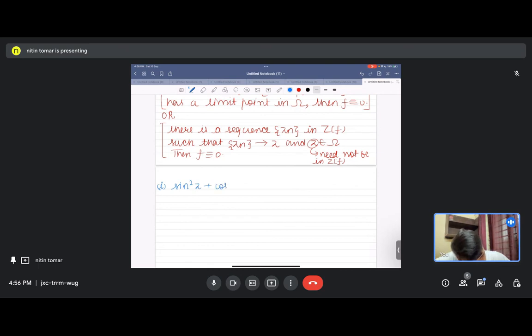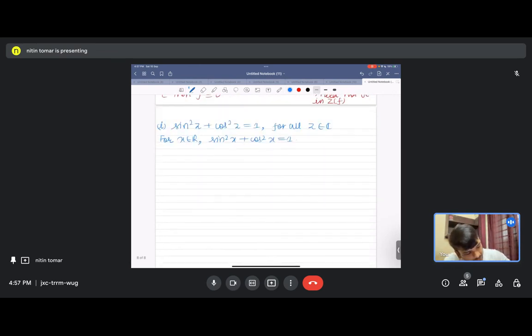So does this identity hold for all z in C? Does this identity hold? Yes, sir. We know in real it holds, right? So for, let's say, x in real, sine square x plus cos square x is 1. Now you define, so I'm giving just one idea how to write. So this is the question.